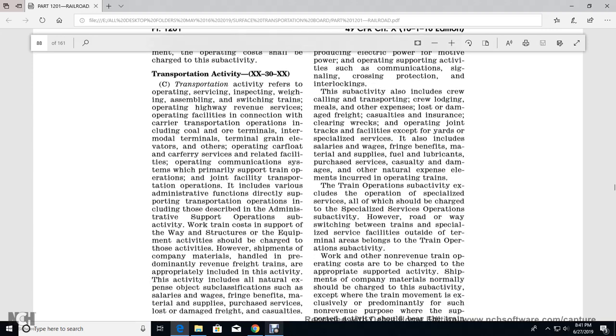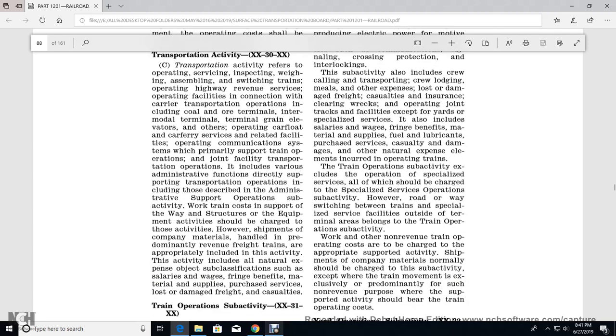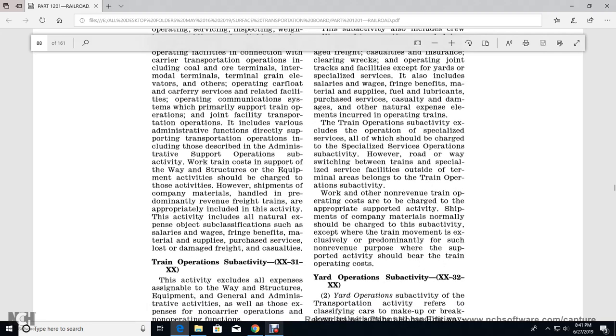include the described administrative support operations subject, sub-activity, work train costs, support the way structure of the equipment as of the activity, which should be charged for those activity, how shipment of the company material handled, and predominantly revenue freight trains over that property include the activity. These activities include all the natural expense, object of the sub-classification, such as the salary, wage, fringe benefits, material, the supply of the purchase services, loss and damage, freight, casualties.